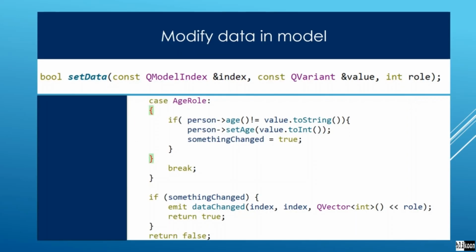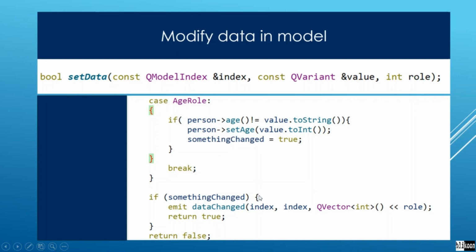The setData method is used to modify the data in our model. We pass in the index containing the information about the location of the item in the model. A variant contains the new value that we want to set, and the role containing the kind of data that we are interested in setting. And in the implementation, what we do is check the role to see what we are checking for. In here, if we are dealing with the age role, we check to see that the age is different from the age we pass in here. And if it's different, we set the new age and we say that something changed here.